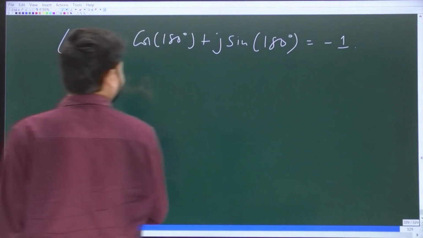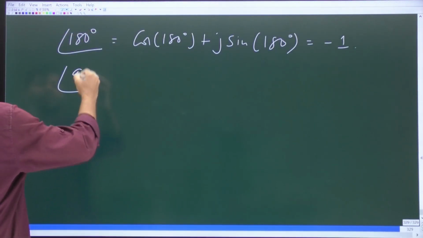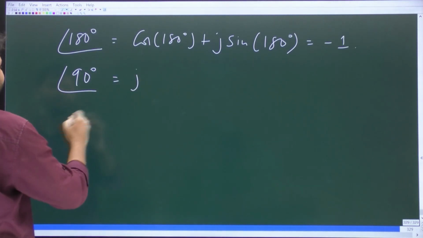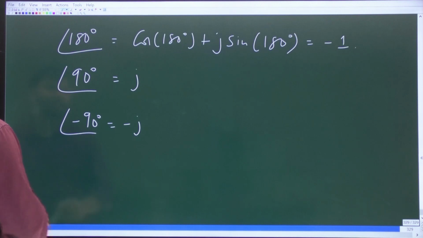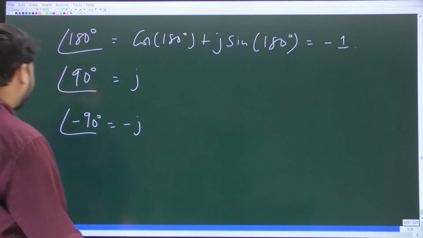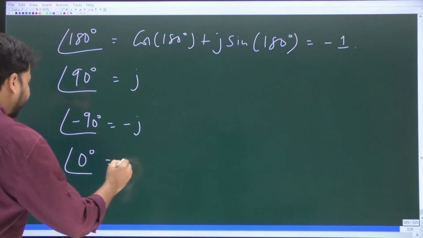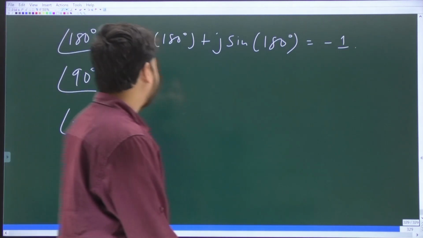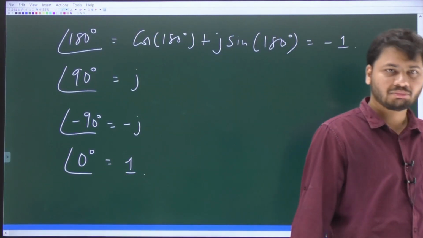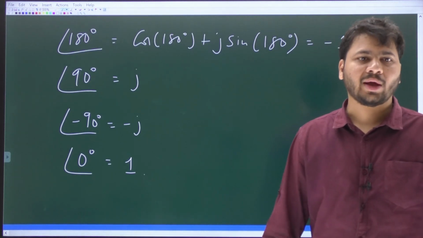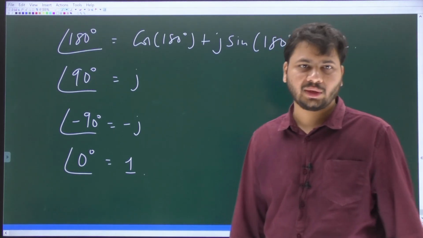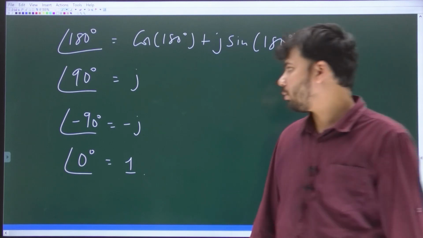So angle 180 degrees is minus 1. Angle 90 degrees is j. Angle minus 90 degrees is minus j. Of course, angle 0 degrees is just 1. So angle 180 degrees is minus 1, angle 90 degrees is j, angle minus 90 degrees is minus j, angle 0 degrees is 1.